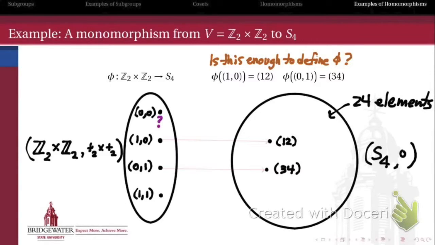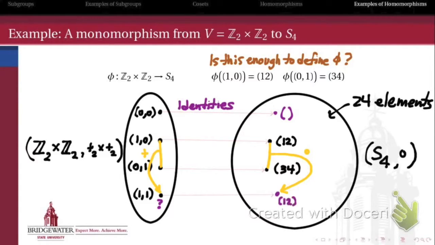Well, sure, because where does the identity have to go? Every homomorphism sends the identity element of the domain to the identity element in the codomain. So (0, 0) has got to go to the identity permutation. And likewise, because of the product rule, (1, 1), because it's the result of combining (1, 0) and (0, 1) with the operation in the Klein 4 group, its image in S4 should be the same as the composition of the images of (1, 0) and (0, 1) in S4. So the composition of (1 2) with (3 4), that image had better be (1 2)(3 4).